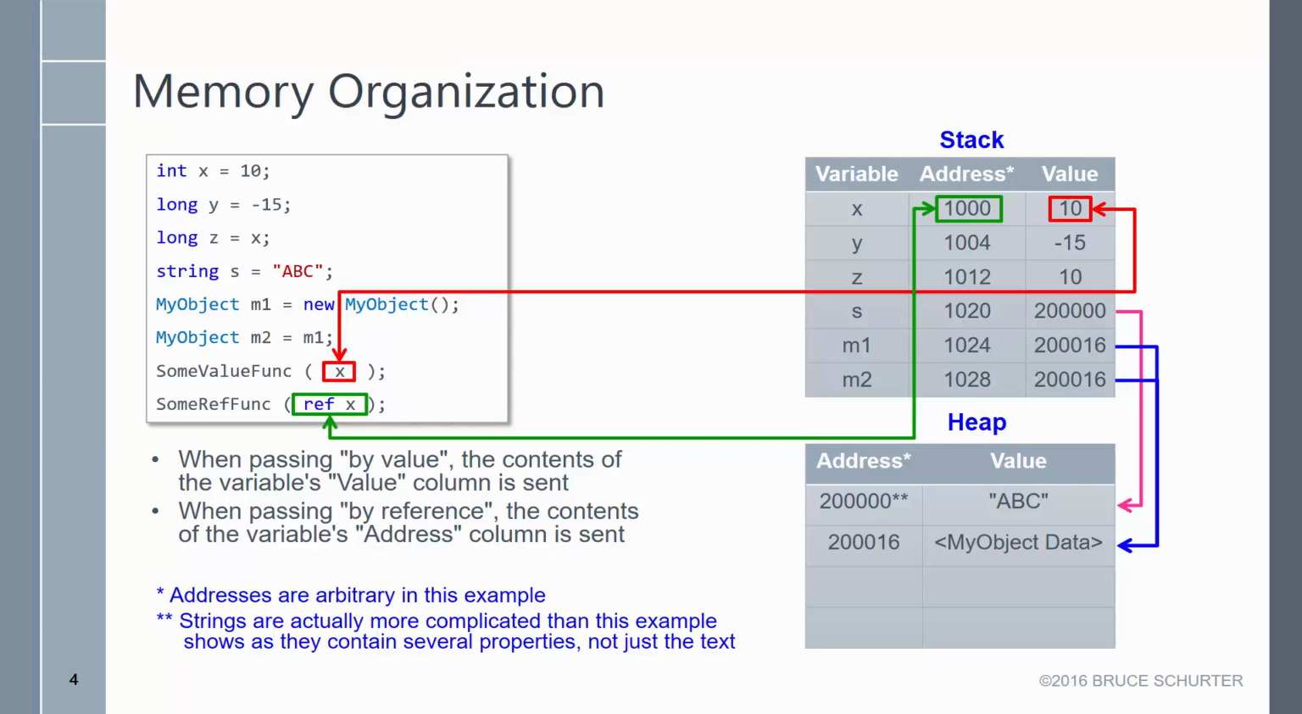And again, these addresses are strictly made up. So we have the address of 200,000 stored for ABC, and as you can see, that is the value that is stored into the value column for S in the stack. So as you can see here, S is at address 1020, but its value is 200,000, which is actually an address into the heap. And as you can see here, ABC is at that address.